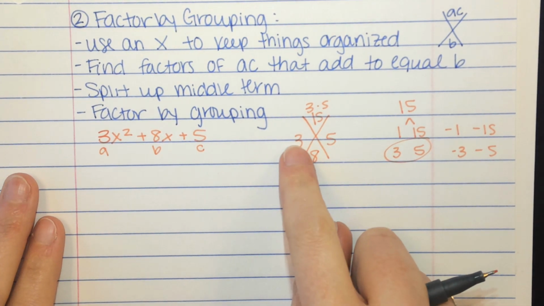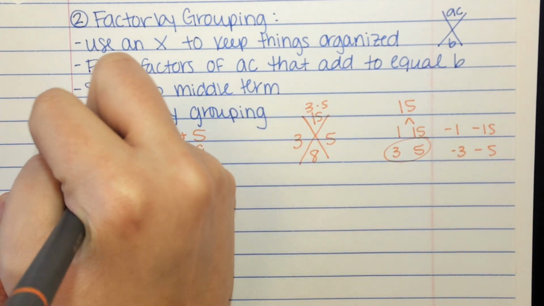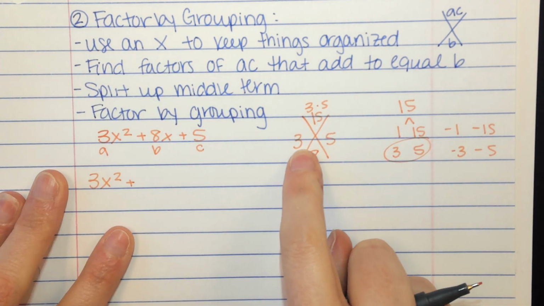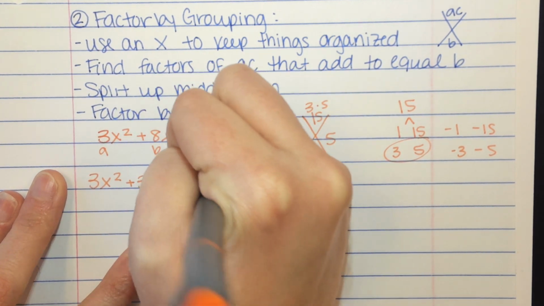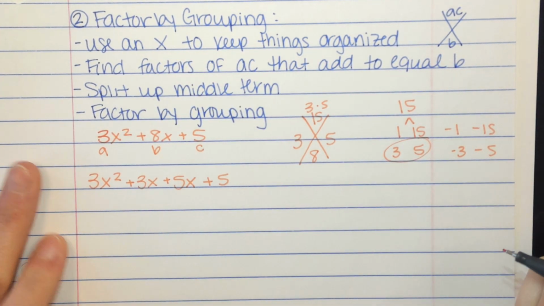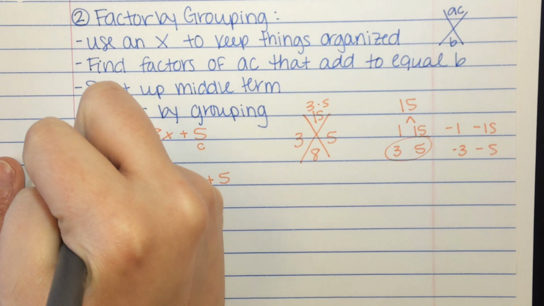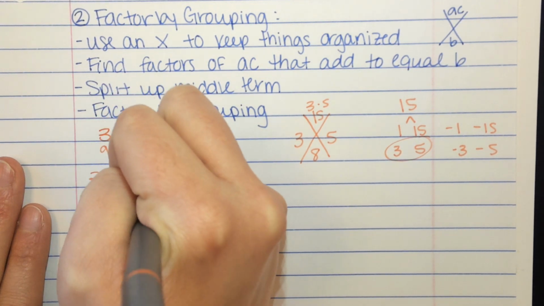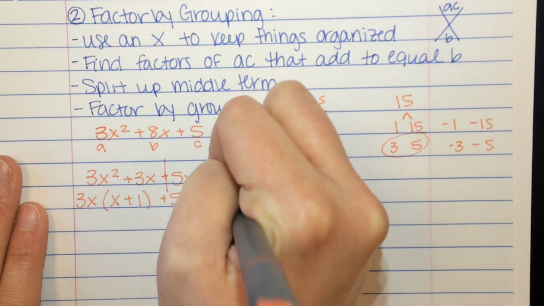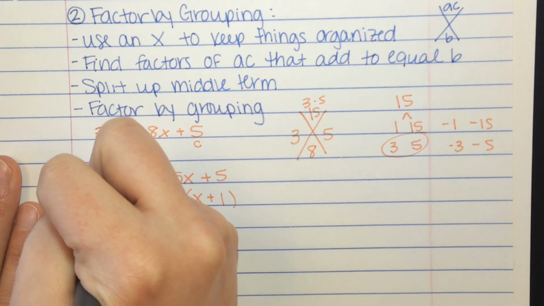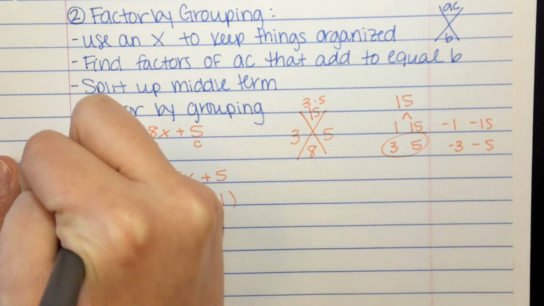And I'm going to use those to split up my middle term. And that's what I do next. So I'm going to change this to 3x squared plus 3x plus 5x plus 5. Now I can factor by grouping. So I split it in half, and I find my greatest common factor of this side, which is 3x, and I'm left with x plus 1. On this side, my GCF is a positive 5, and I'm left with x plus 1. Now I can see that my GCF is x plus 1, and my leftovers are 3x plus 5.